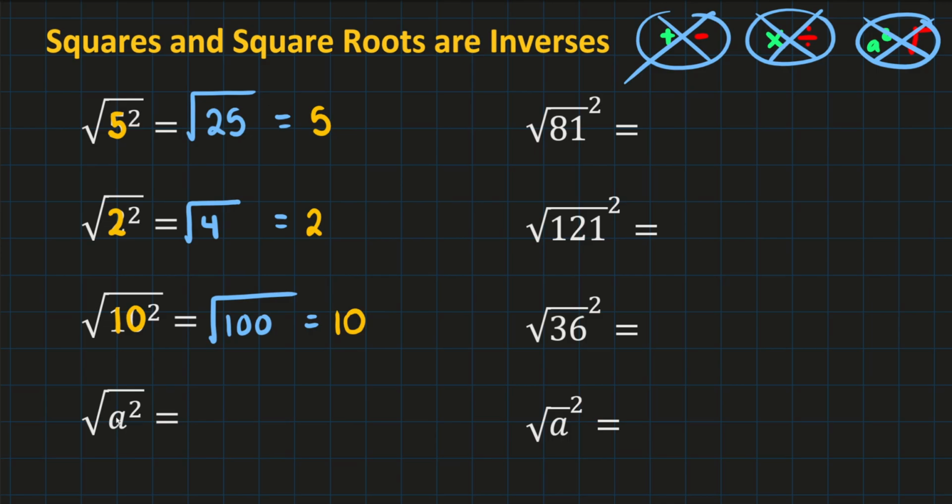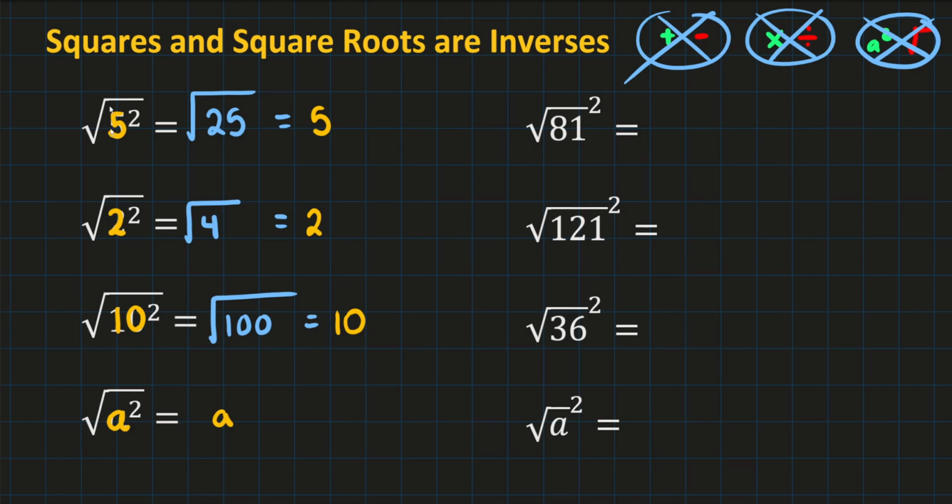Can you make a rule? Let's say I don't have a number. Let's say I have a letter. What would be the square root of a squared? Well, 5 squared was 5. 2 squared was 2. 10 squared was 10. So following this pattern, the square root of a squared is just a. And that's exactly what it is.